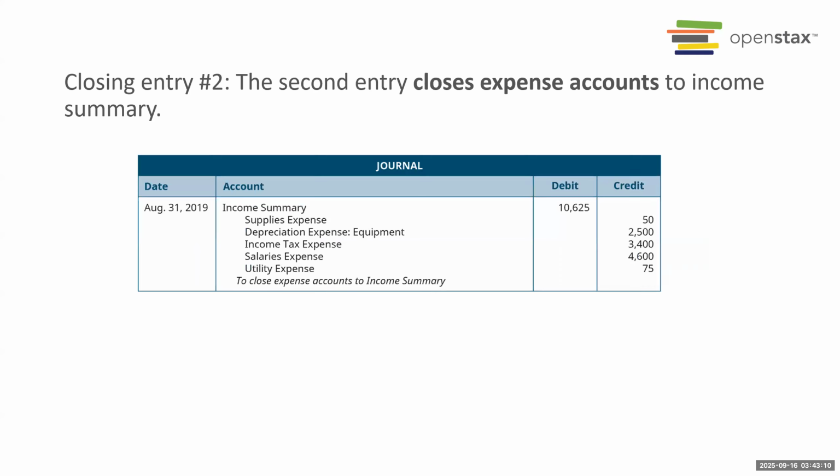Then we eliminate the expenses. Income summary is debited $10,625. And supplies expense is credited $50. Depreciation expense for equipment credited $2,500. Income tax expense credited $3,400. Salaries expense credited $4,600, and utility expense credited $75.